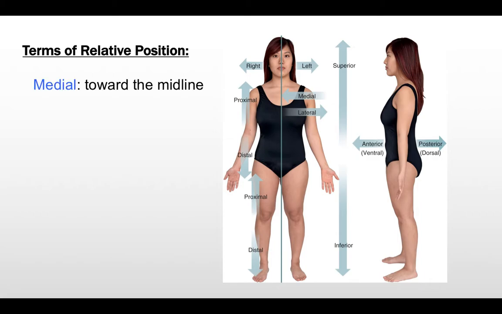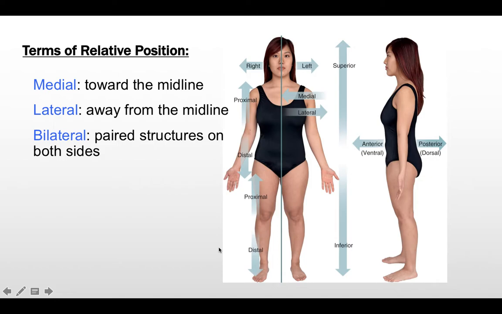All right, terms of relative position, now we're covering midline things. So medial and lateral. Medial refers to structures that are more towards the center or midline of an organism. So of course your nose would be a medial structure, your mouth, and then lateral would mean things that are more towards the outside. So your eyes would be more lateral. The outside of your hips would be more lateral.